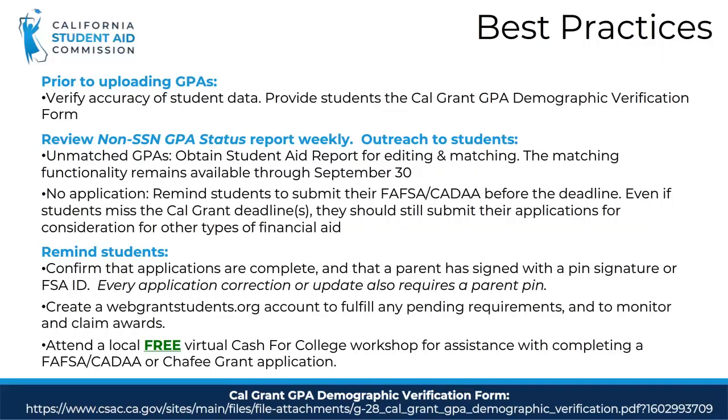Let's go over some best practices to help your students. You can review the Non-SSN GPA status report weekly and use it as a tool to help with outreach. With Unmatched GPAs, you'll want to obtain the Student Aid Report for editing and matching. The matching functionality does remain available beyond March 2nd.